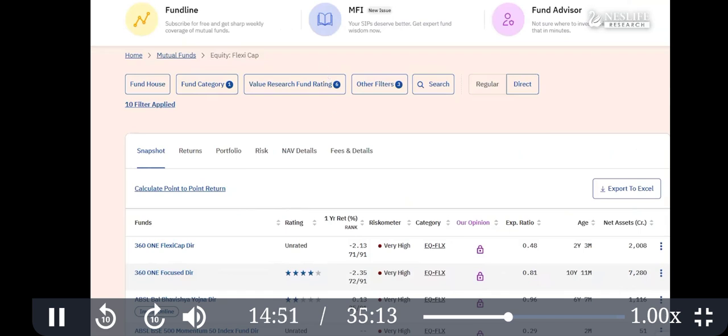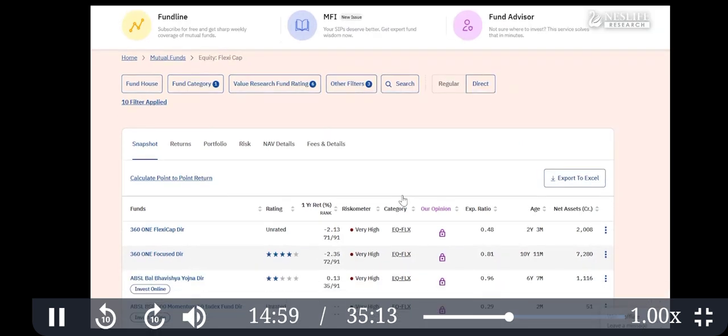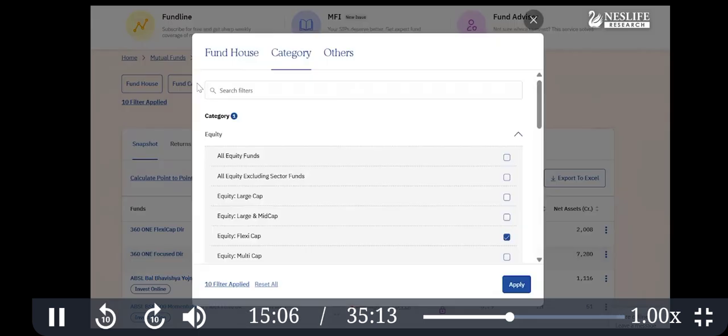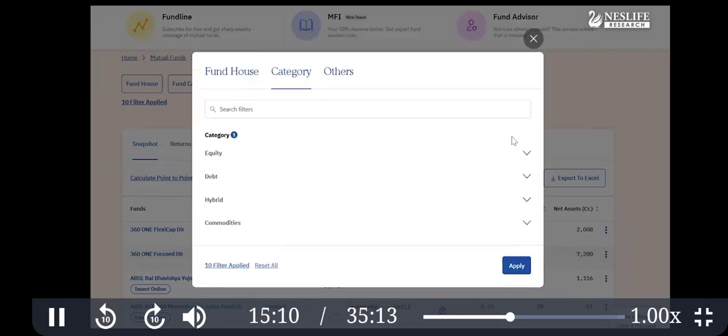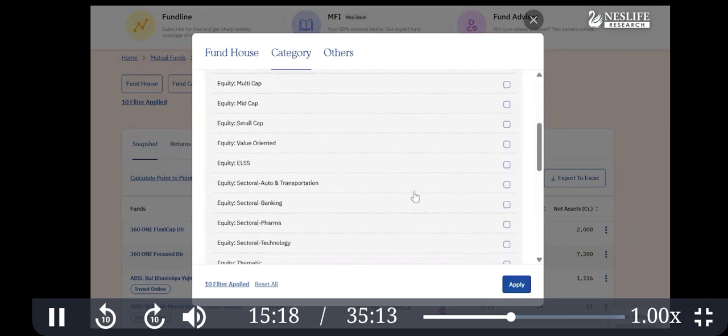Suppose you want to invest in an equity fund for growth. There are three reasons for investing in mutual funds: protection, parking, and growth. For growth, you have to invest into equity. Let's go and try to find equity funds. So these are the categories: equity, debt, hybrid. In equity, you click here, and there are multiple subcategories.